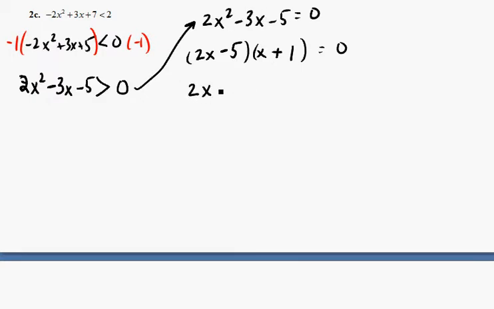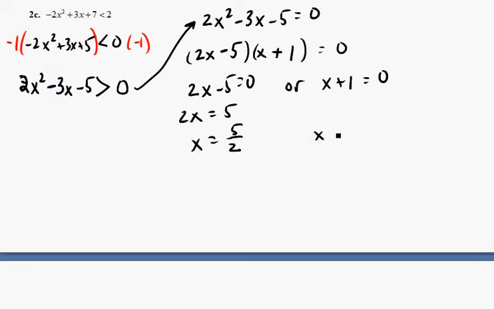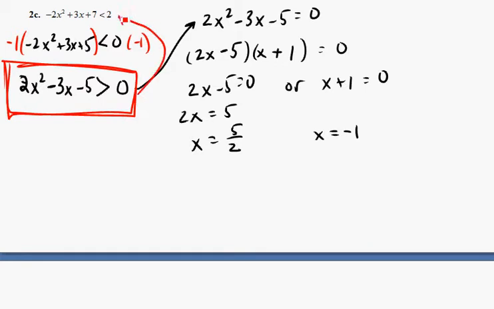So now, either 2x minus 5 equals 0, or x plus 1 equals 0. So, this is a two-step equation. I will add 5 to both sides, and then divide both sides by 2. This is just a one-step equation, so I just need to subtract 1, and I get x equals negative 1. Now, what we're trying to do is to solve this inequality here, which is equivalent to the one that we started with.